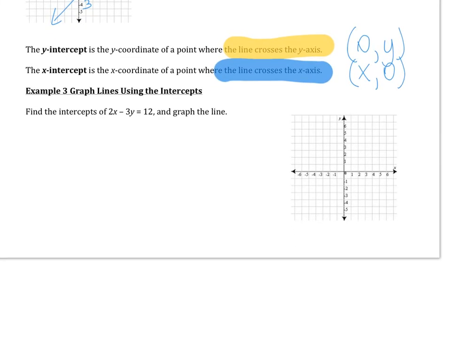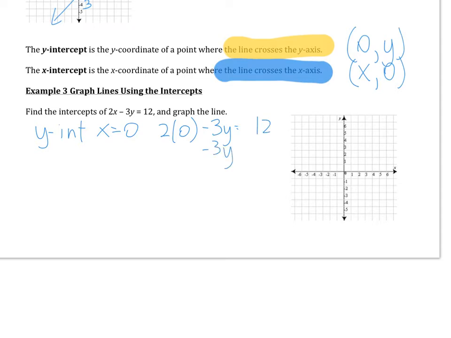How can we find those intercepts from an equation? Well, for the y-intercept, I know that x must equal 0. So you put a 0 in place of x and solve.